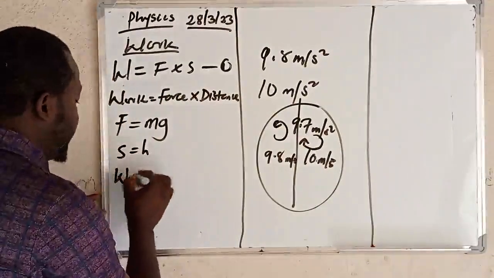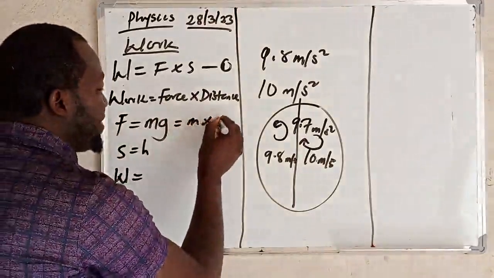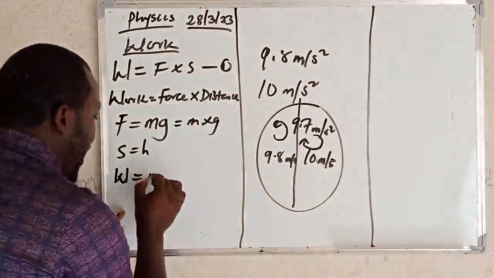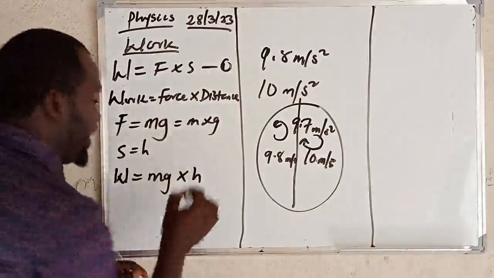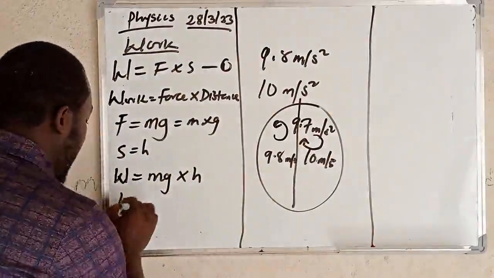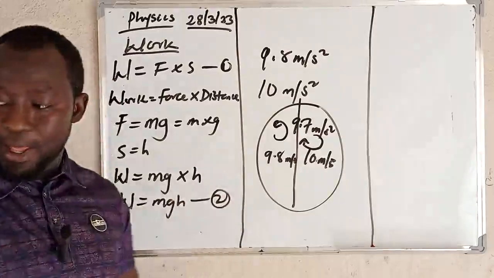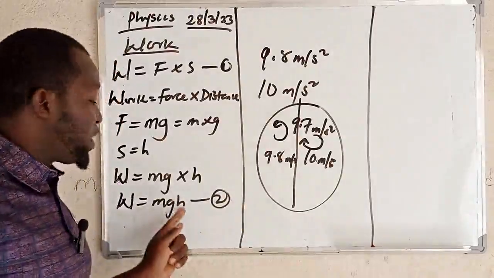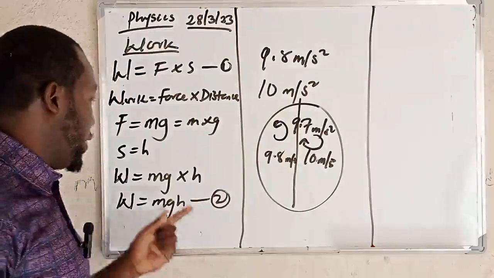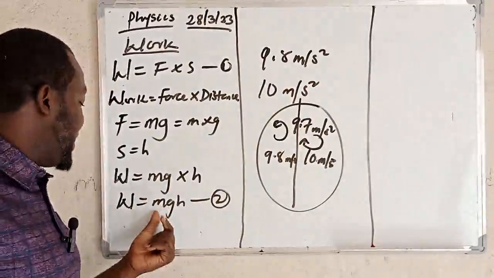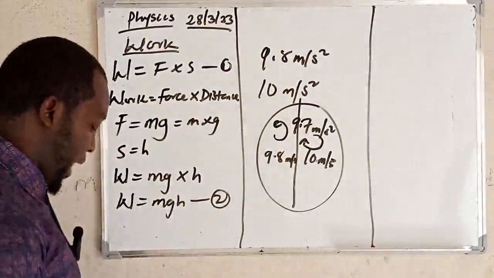Definitely, work will change to, if force is mg, that is mass times acceleration due to gravity, then we have mg, that force, multiplied by a height, that is h. Definitely, our work will be mgh. This is the second formula. If you look at it, this formula is the same as the formula for potential energy. So our second formula is W equals mgh.